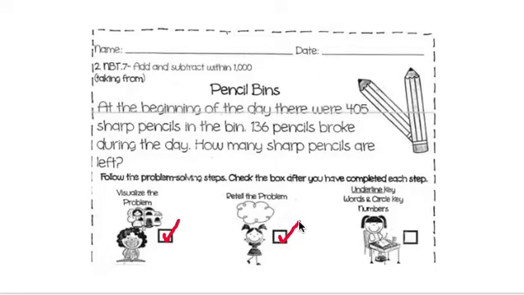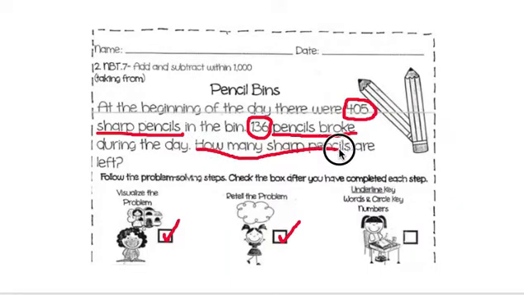We're going to underline some key words and circle key numbers. So we need to circle 405 and underline sharp pencils. We need to circle 136 and underline pencils broke. If a pencil breaks, we can't use it again until it is resharpened. And then we underline our question, which is how many sharp pencils are left.